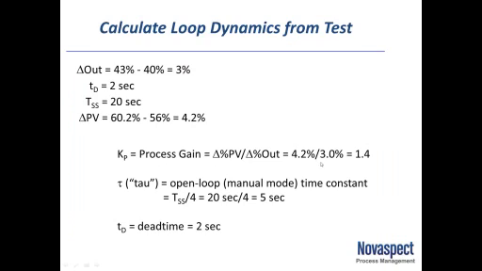And we can put the numbers in the equations. Process gain is 4.2% flow change divided by 3% output change. It's 1.4. Our time constant is this total time to steady state. This starts after dead time is done. 20 seconds divided by 4 is 5 seconds. That's going to be our reset time. And our dead time, there's no calculation. It was just a direct measurement. It was 2 seconds.